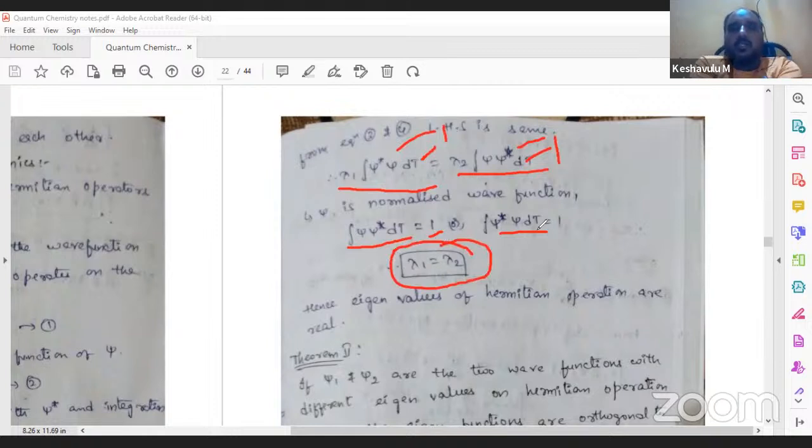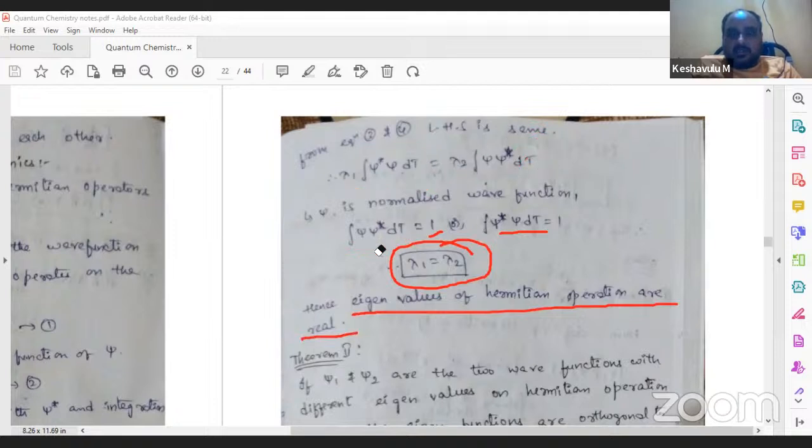What does that mean? If the operator is a Hermitian operator, we will get the same eigenvalue. Lambda 1 and lambda 2 both are the same, meaning we will get the same eigenvalue, whether the function is the normal wave function or its conjugate wave function, whatever it is. That's why we conclude the eigenvalues of a Hermitian operator are real. Means both are equal, right?